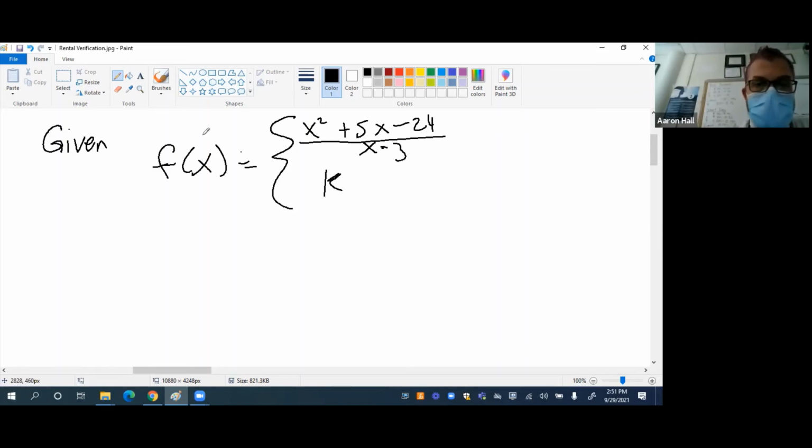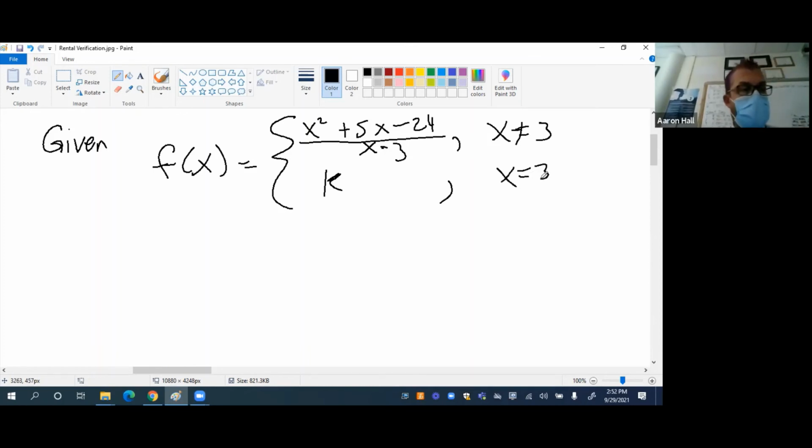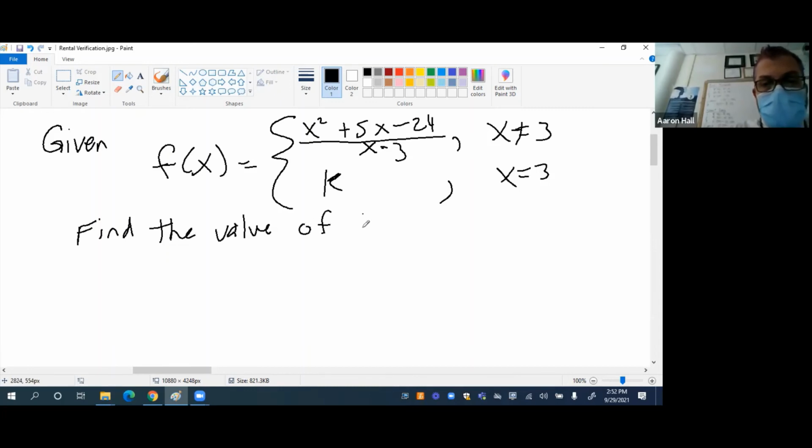And then we have this f of x equals k. We're going to use the top part of our piecewise for values of x that are not 3. And then we'll use the other piece of the piecewise when x equals 3. And I want to find the value of k to make f of x continuous.